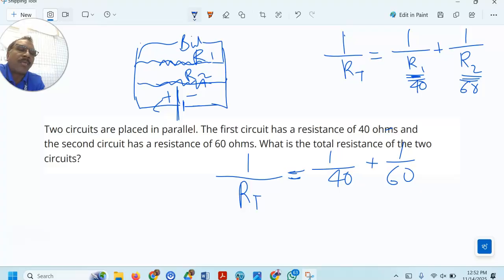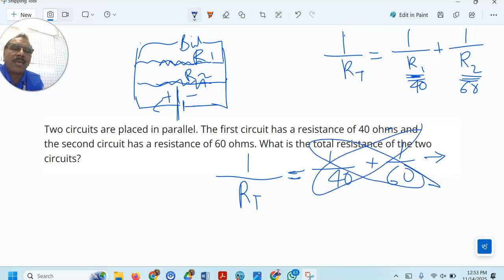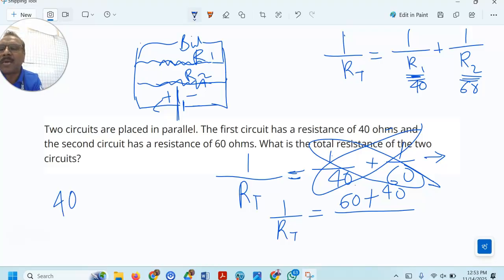Let's solve this. That means you have to have a common denominator, or you can use cross product. I'll use cross product this way. So 1 over total resistance is 1 times 60, which is 60, plus 40 times 1, which is 40. In the denominator, you multiply 40 times 60. What's 40 times 60? 2400. So it becomes 2400.